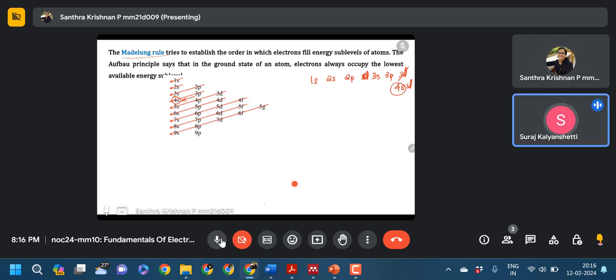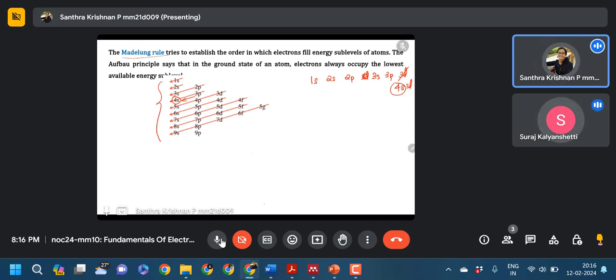How did they come to know that this is the higher energy? They measured using some spectroscopic technique. They tried to eject the electrons from these orbitals and measured the energy, and then they found out that 3d has more energy than 4s. Based on that, they fill the lower energy first and then go for the higher energy. So Madelung's rule and the Aufbau principle, both of them are important.